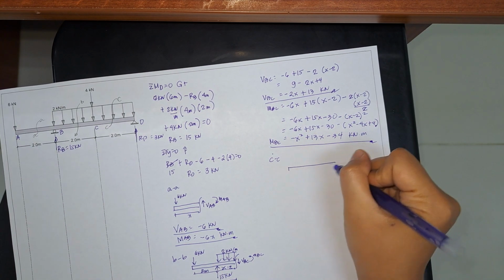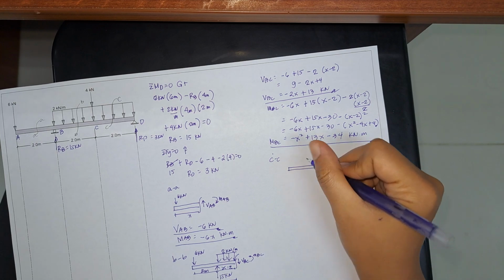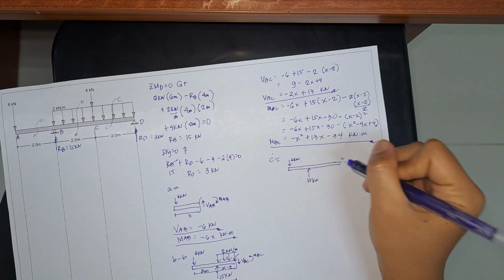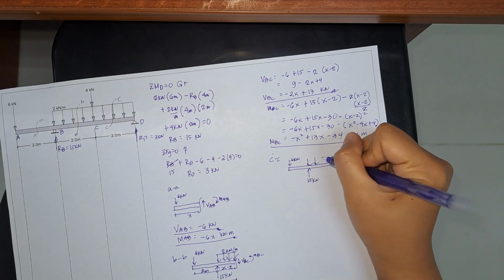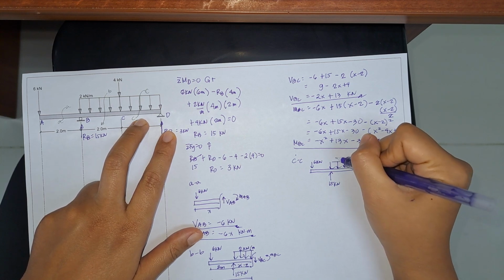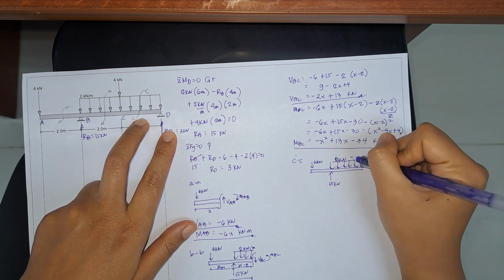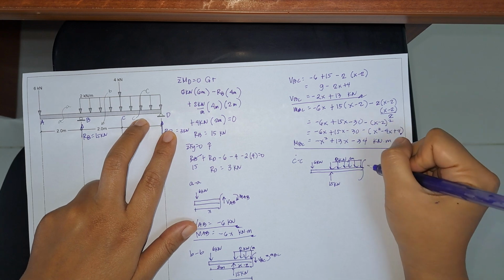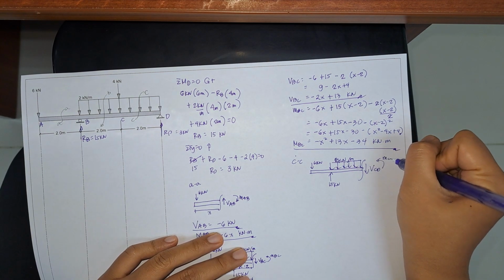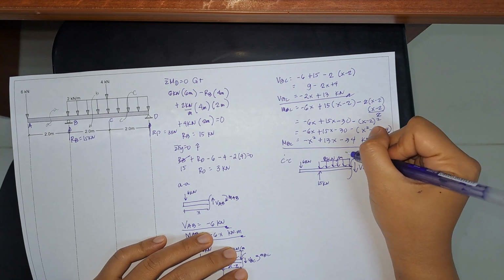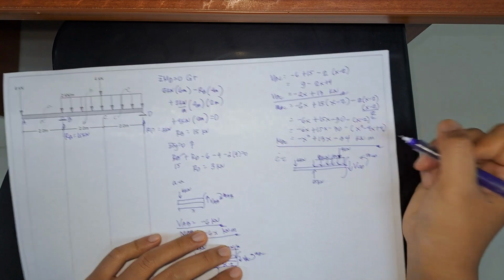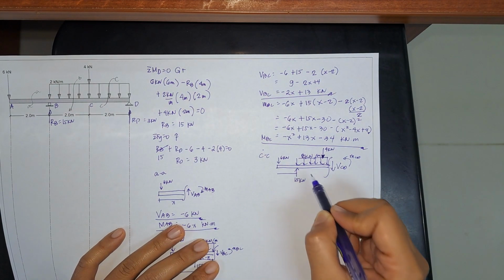I-set aside lang po natin yung nasa left. 6, 15, dito na po tayo. Ayan. So, uniform distributed load. So, 2 kilonewton pa rin per meter. Nandito yung shear at segment CD and moment at CD. Nandito sa taas, meron po tayong 4 kilonewton dito. 4 kilonewton. And then, identify the distances.